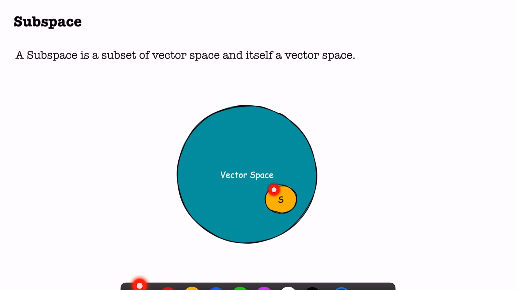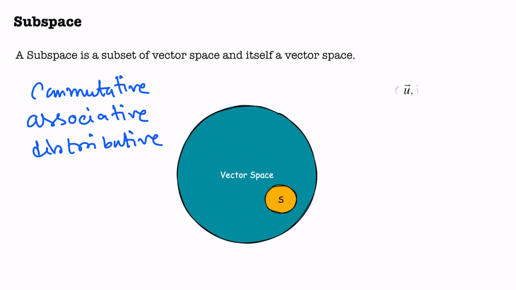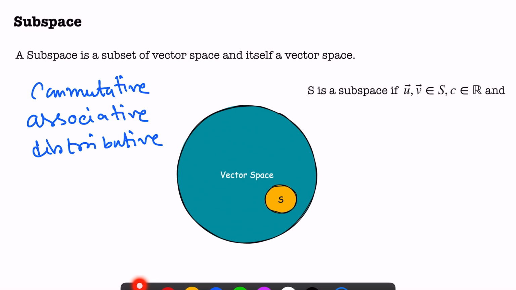As it is a subset of this vector space, it will automatically satisfy a few of the vector space properties, like it will be commutative, associative, distributive. Right, now a few more things it has to satisfy so that it becomes a subspace. So for a subset S to become a subspace, it has to satisfy a few criteria.